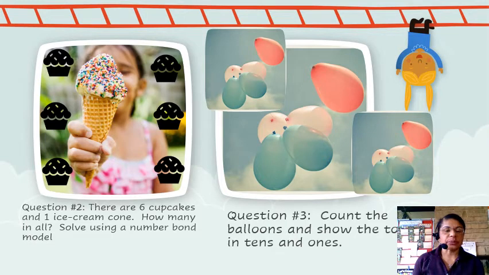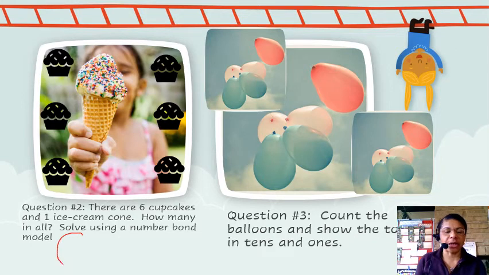Question number 2. Take a look at this picture. There are 6 cupcakes and 1 ice cream cone. How many in all? Solve using a number bond model. Ready, set, go. What was that? You got it? Wow, you guys are quick. Using a number bond model.